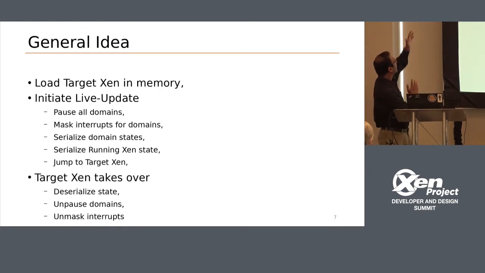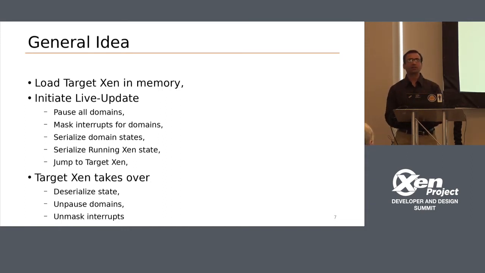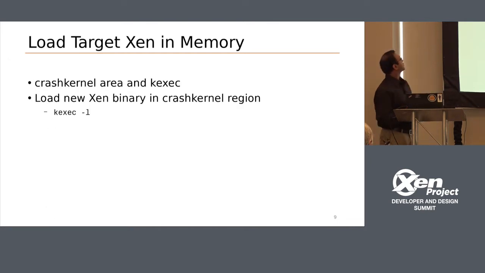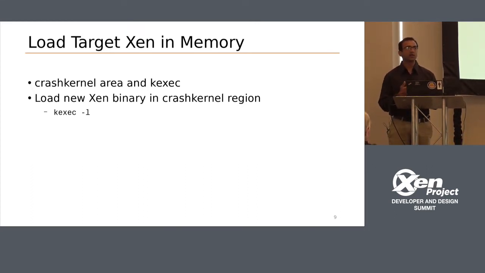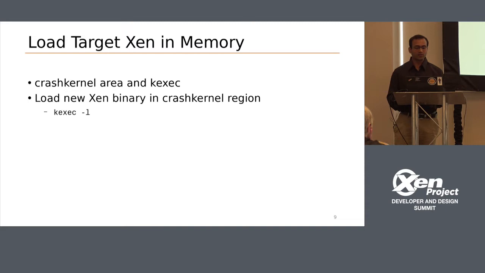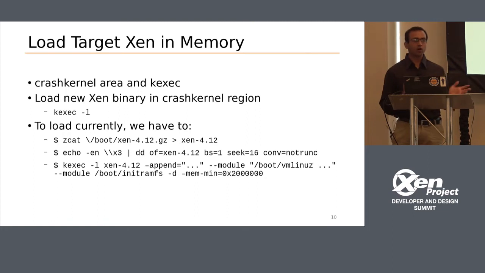So let's look at the idea that loading and jumping go together first, and then we go over the rest, and specifically the loading part here. We already have a nice mechanism to load and jump to a new Xen binary, which is kexec. We can set up a crash kernel area, load the Xen binary in there, and pass on control to Xen.